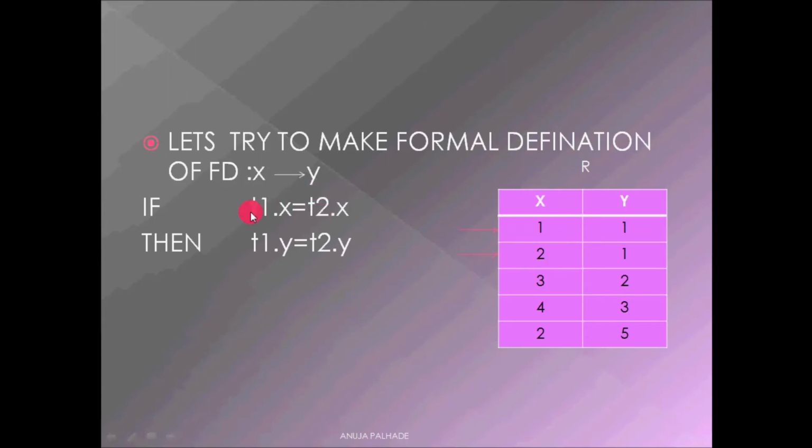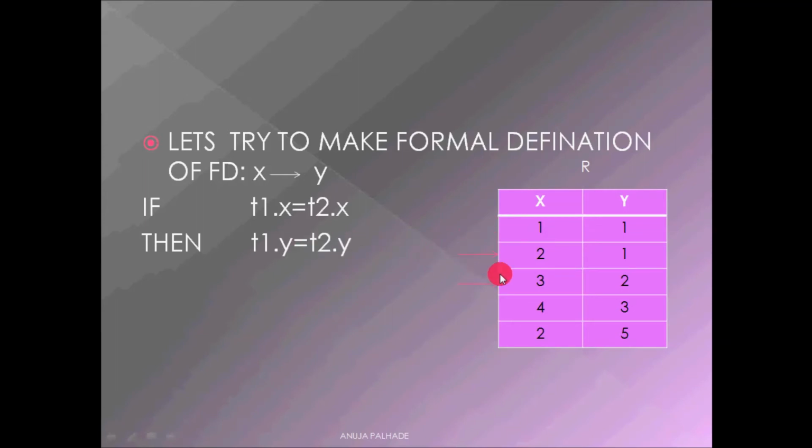Now let's map with the definition. Is T1 of x equal to T2 of x? No, these are not equal. So we are not bothering with the second case now. If the first case is not true, then we are not going to check the second condition. So leave the second case.